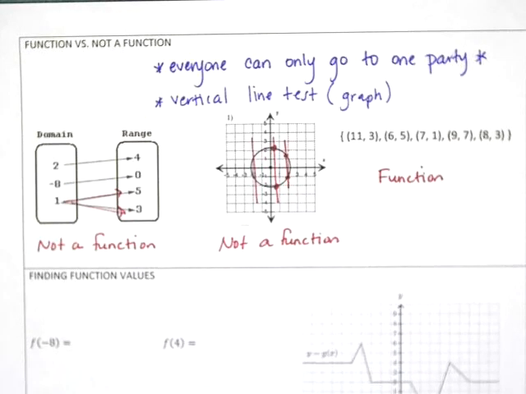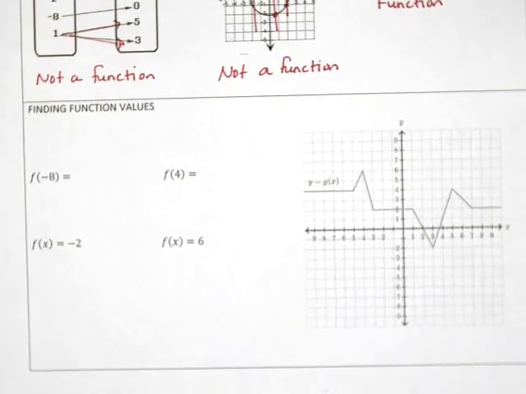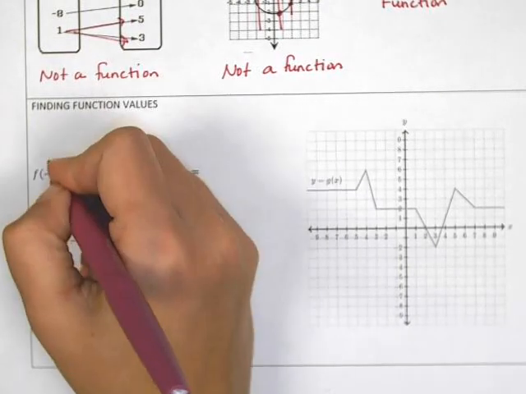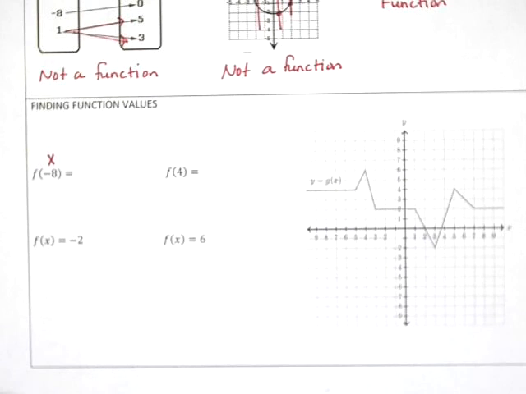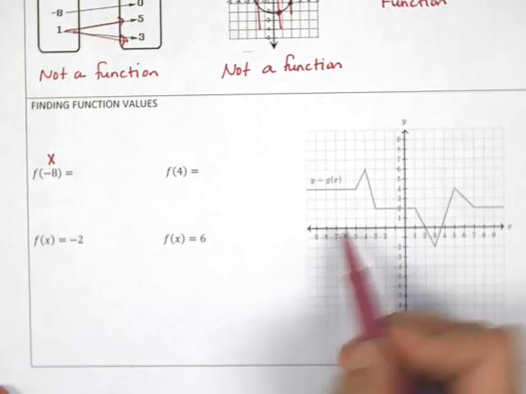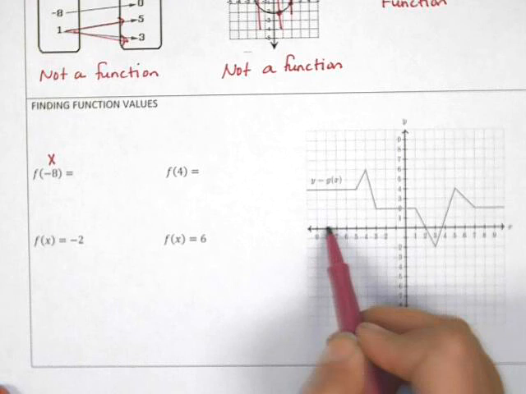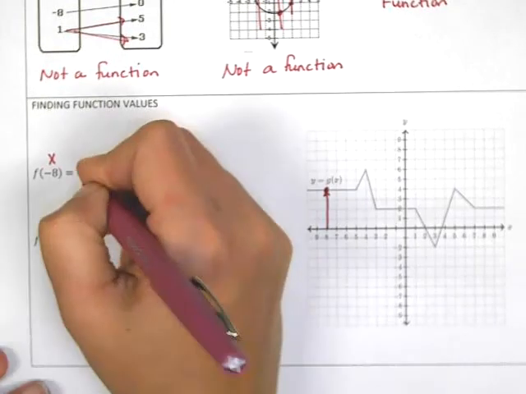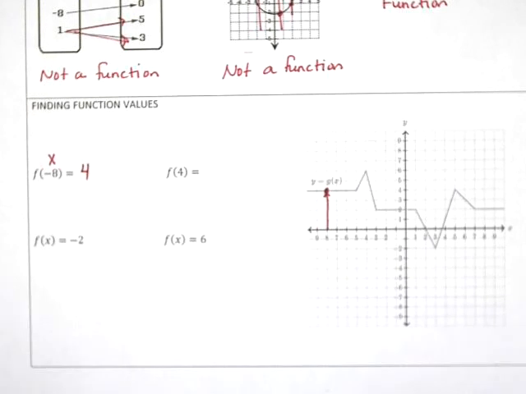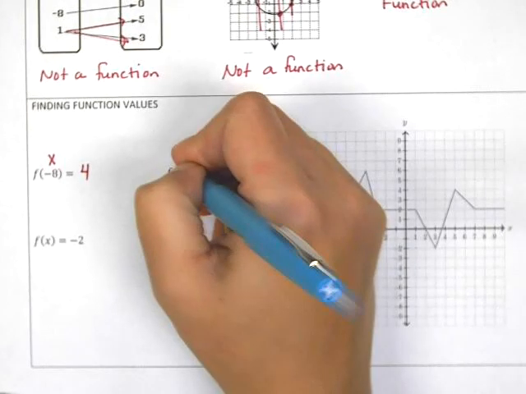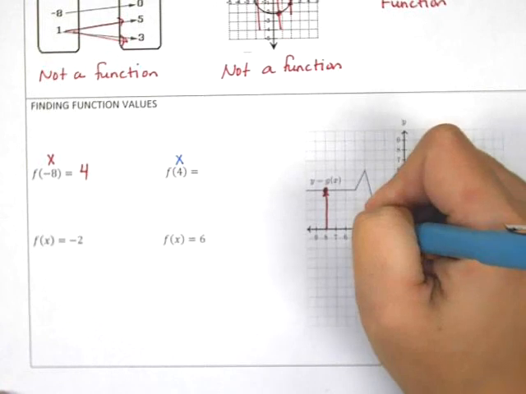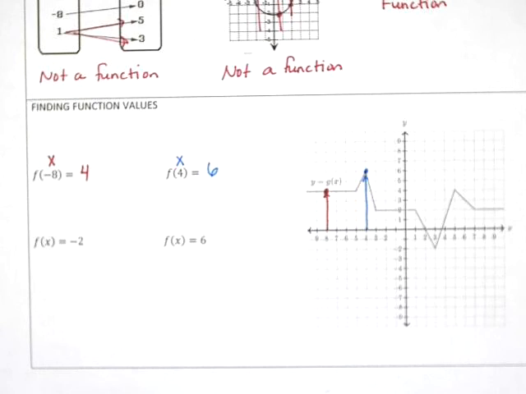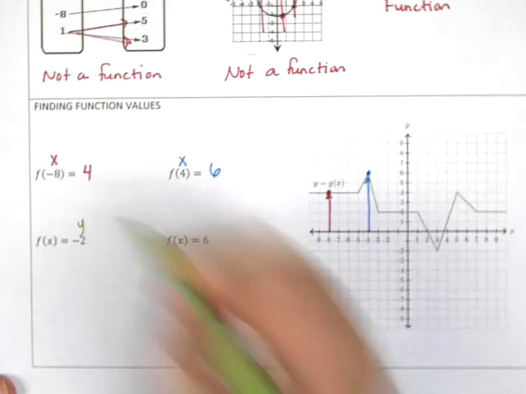The last thing that we learned about functions was how to find some function values when you have a graph. So if I give you this graph and I say find f of negative 8, then that means that I look for that number on the x-axis, because that is an x value. So if I go to the negative 8, the y value of that number is 4. If I look for where x is 4, because again this is an x value, the y value of that number is 6.